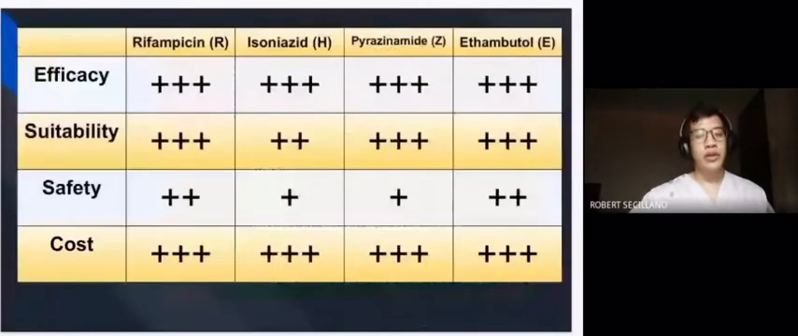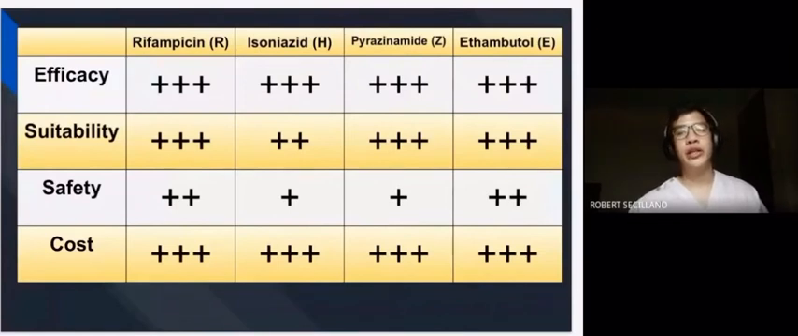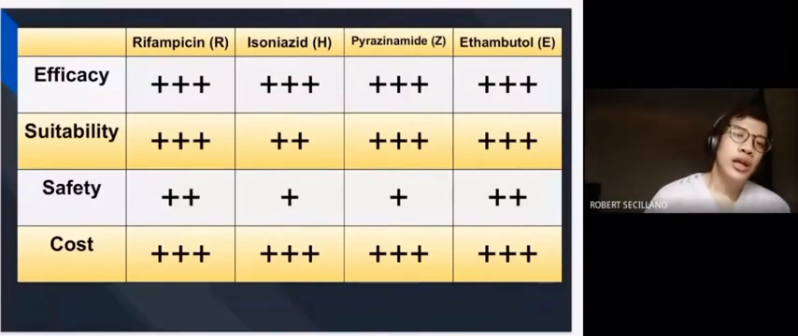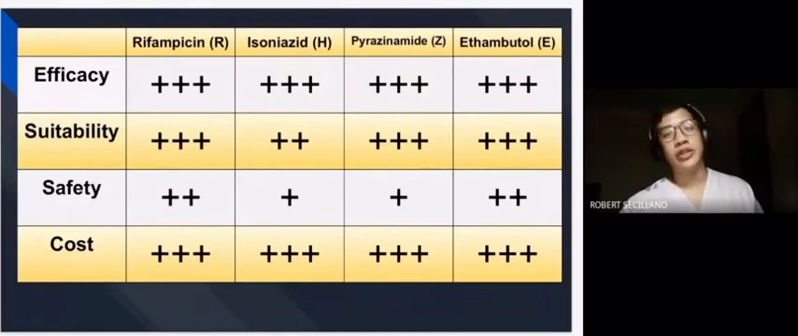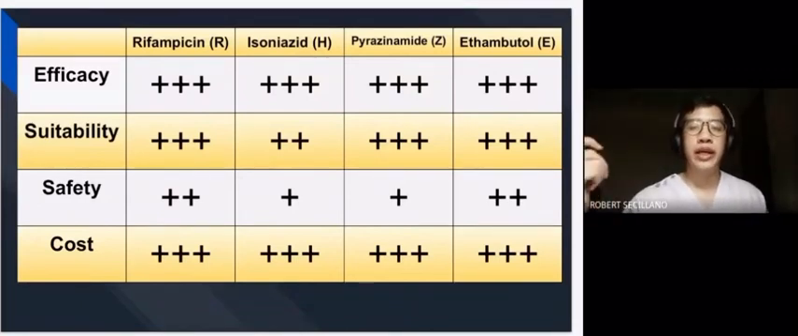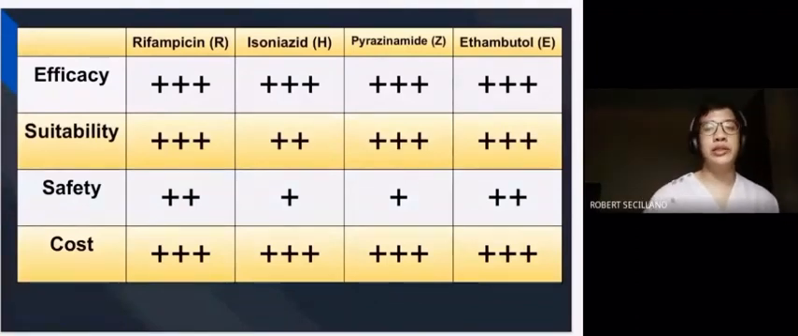So here's the comparison of the first-line drugs based on efficacy, suitability, safety, and cost. So first, efficacy. For rifampicin, I placed 3+, because of its mechanism of action: it binds to the beta subunit of bacterial DNA-dependent RNA polymerase, and thereby it inhibits RNA synthesis.